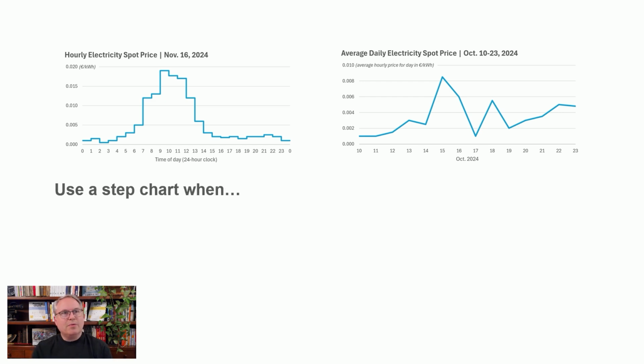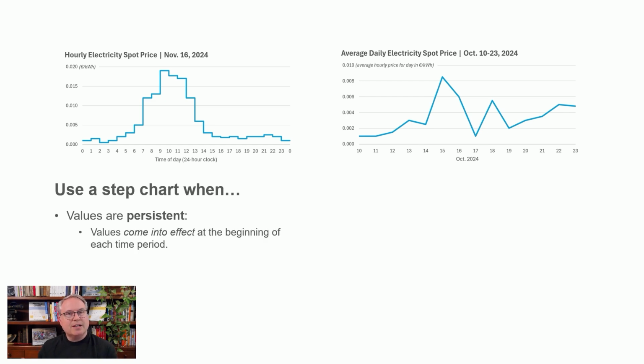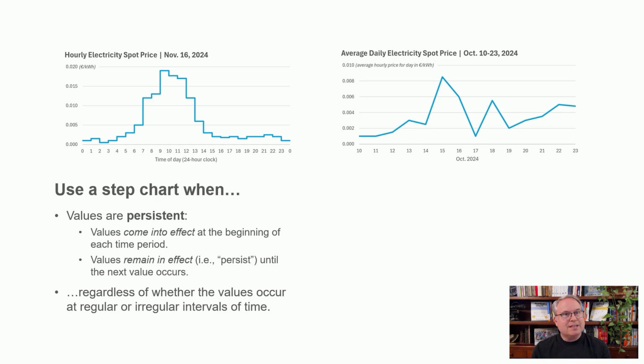Well, I think we want to use a step chart when, like I said, the values are persistent, right? So these are values that come into effect at the beginning of each time period, and they remain in effect until the next value occurs. The new thing is that I think this is going to be the case regardless of whether the values occur at regular or irregular intervals of time, right? As long as they're persistent, use a step chart.